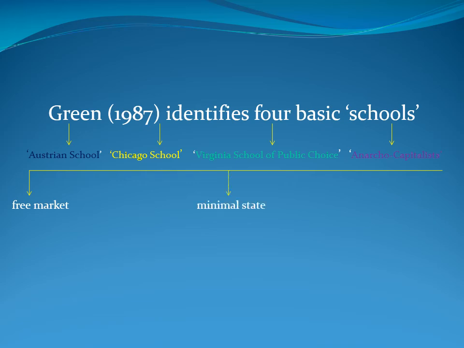Second is the minimal state. The conception of the minimal state is important not only for the classical liberals but also for the neoliberals. Within the purview of the neoliberal approach to political theory, the minimal state stands as one of the basic and most important contributions after the anarchical system of World War II.